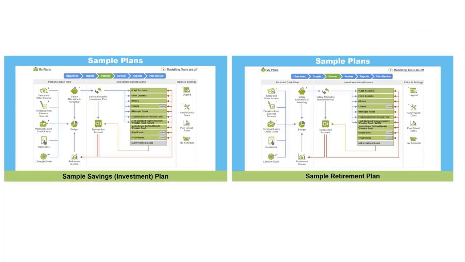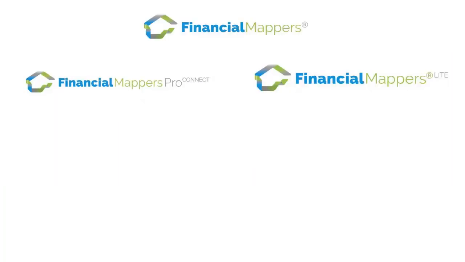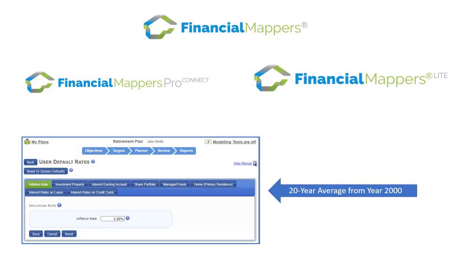For detailed explanations of the account types and how to use them, you should watch the sample savings and sample retirement plans first. Please note that some screenshots may vary depending on which Financial Mappers product you are using. If you are using Financial Mappers Pro or Financial Mappers Lite, then the company who provided access to the software will set the default rates. The default rates in this example are the 20-year average from the year 2000.